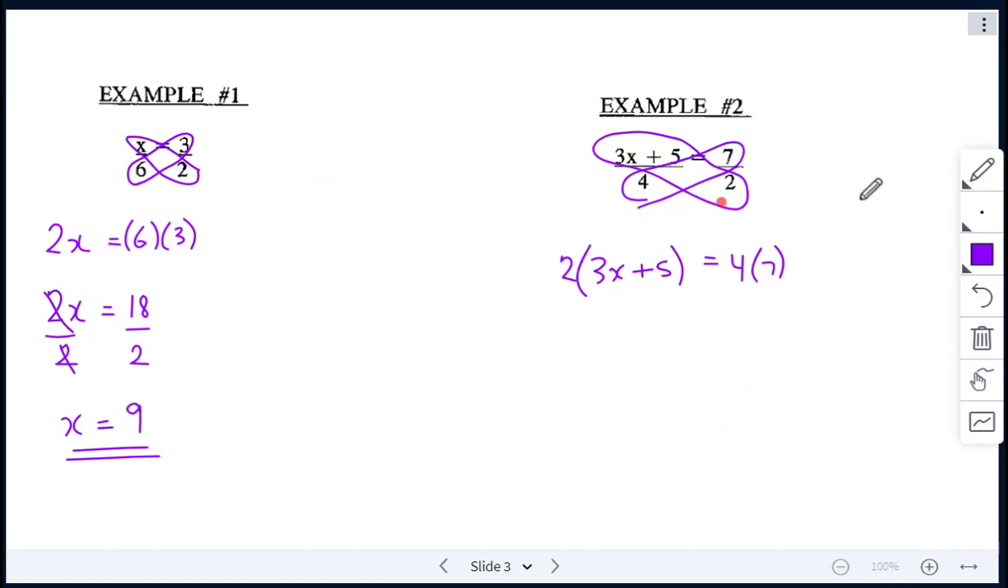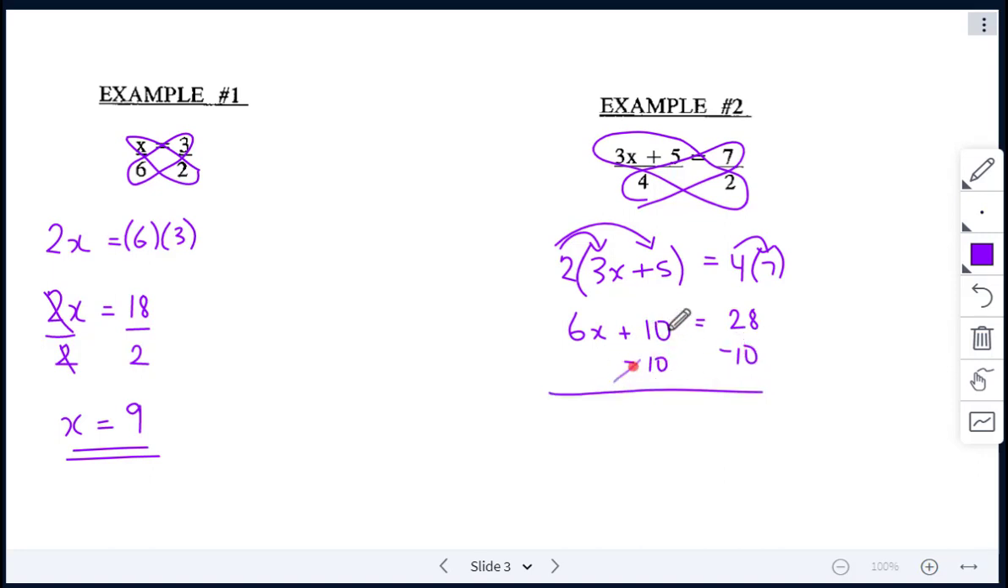So let's multiply this out here. So this 2 has to multiply everything inside of the bracket, and then here the 4 has to multiply with the 7. So on the left side, 2 times 3x, that is 6x, and then 2 times the positive 5, that is positive 10. And on the right side, we have 4 times 7, which is 28. All right, we've seen this type now. It looks like a type 2 where we just have to get rid of this positive 10. So we're going to subtract 10 on both sides.